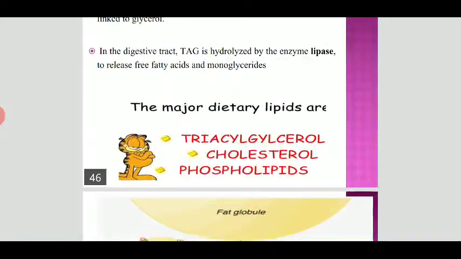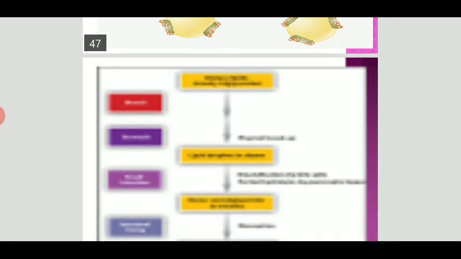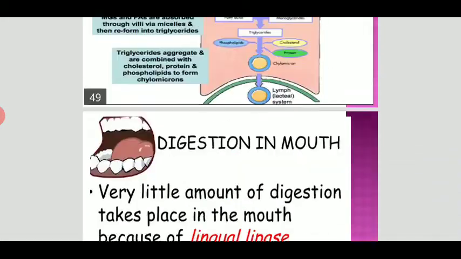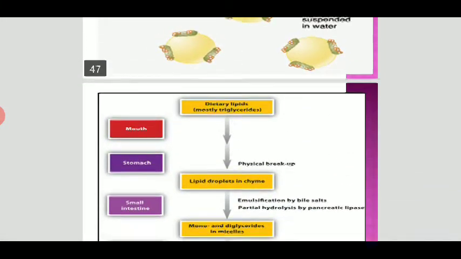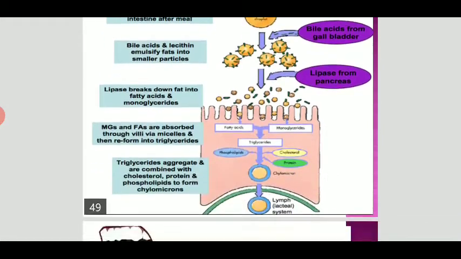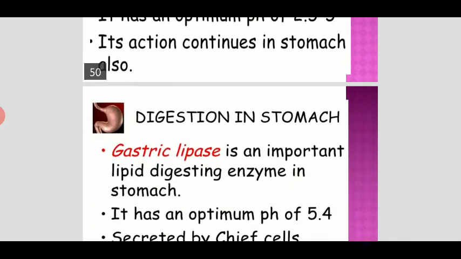The major dietary lipids are triacylglycerol, cholesterol, phospholipids, etc. The digestion and absorption of lipids in the body includes a number of steps. Firstly, digestion in the mouth. A small amount of lipid digestion takes place in the mouth due to the presence of lingual lipase. The lingual lipase enzyme is present in saliva, where the optimum pH is 2.5 to 5. Its action continues in the stomach also.